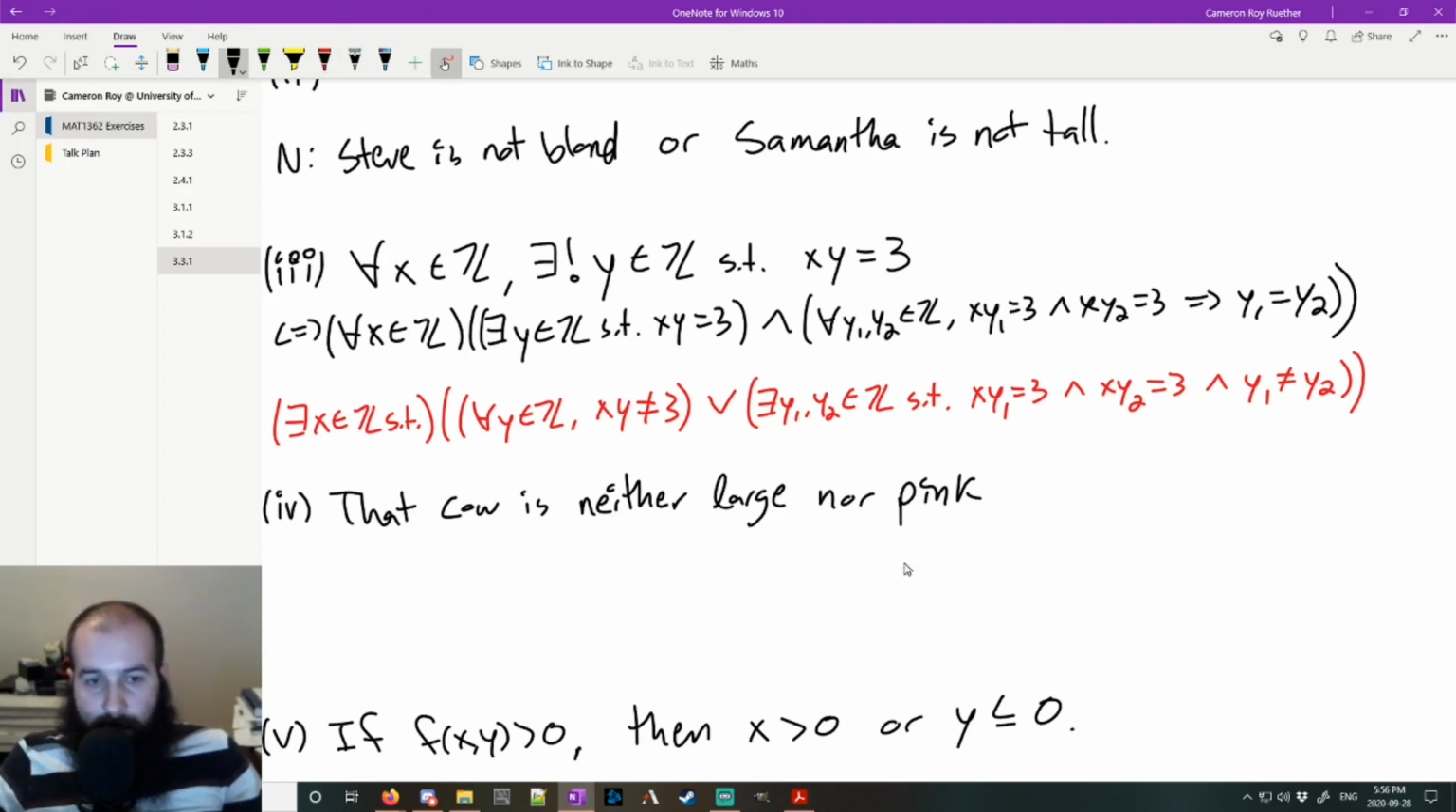Onto a simpler example. That cow is neither large nor pink. This is an and statement. It's not large and not pink. So its negation becomes the opposite of not large, which is large, and the opposite of not pink, which is pink. So the negation, that cow is large or pink.